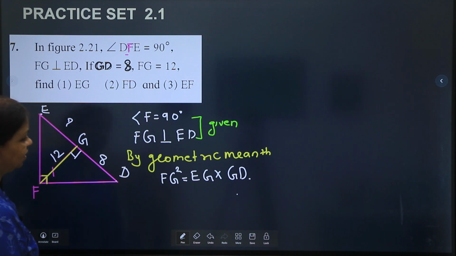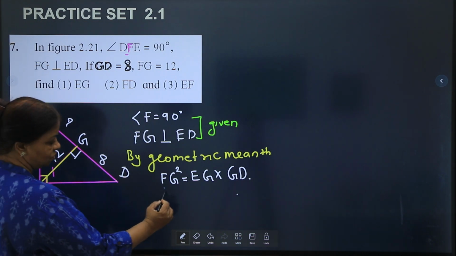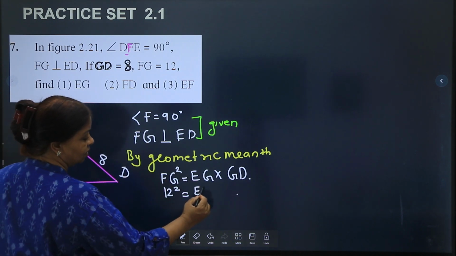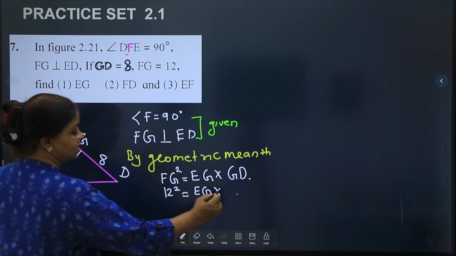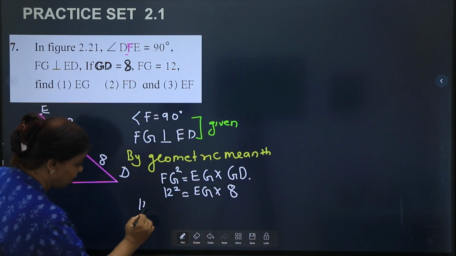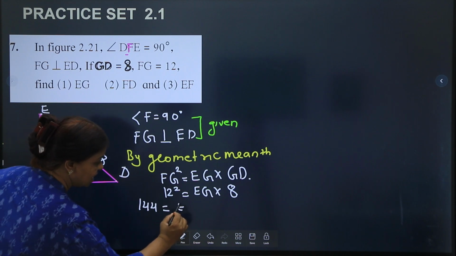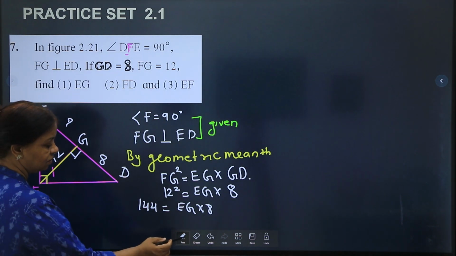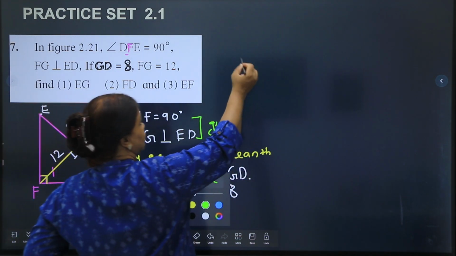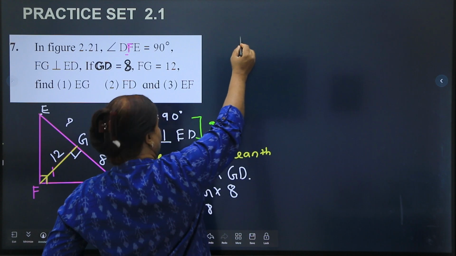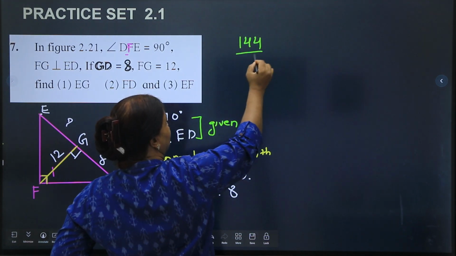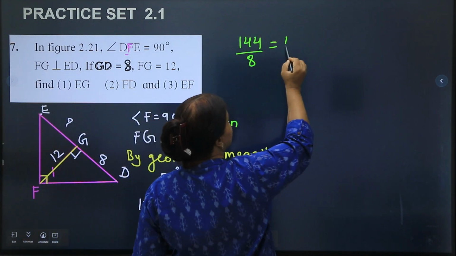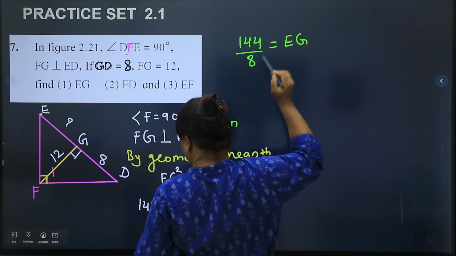Okay, we want to find out EG. Yes. FG square is 12 square, which is equal to EG, which we want to find out, into GD. GD is given 8. So 144 is equal to EG into 8. Now in the next step 8 will come down. 144 upon 8, which is equal to EG, children.